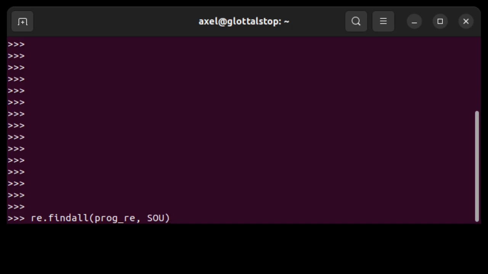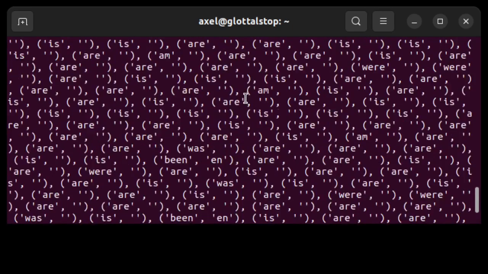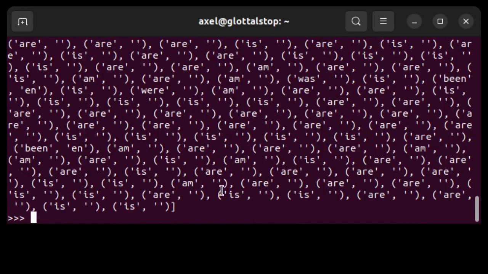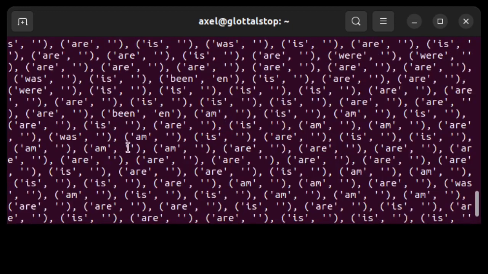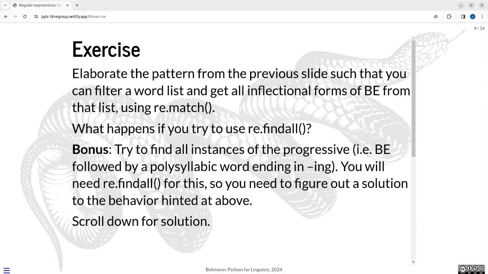It results in a positive hit for any instance of be followed by a polysyllabic ing ending word. And this is what it gives us. All of these are correct hits, but what we get is not very informative, right? We get some form of be, is, are, were, etc. And then it's always tuples, and then mostly it's nothing towards the end of the tuple. And in some cases, it's either en or potentially ing, although I don't see an ing here. So this is behavior that we need to further have a look at. What's going on here?